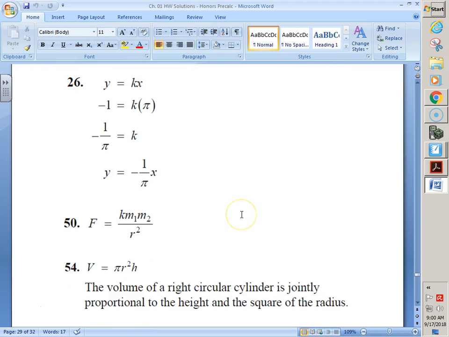Number 26, number 50, number 54. I think all of these were translating. Oh, no. Sorry, number 26, you were actually plugging in a clue, right? Solving for K, and then there's that direct proportionality or direct variation with the clue plugged in. 50 was translating, 54 was translating, in the sense of interpreting the formula. Volume is jointly proportional to the height and the square of the radius.